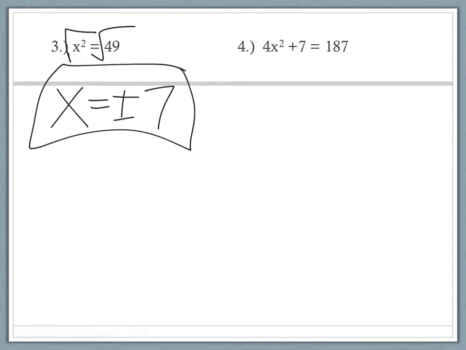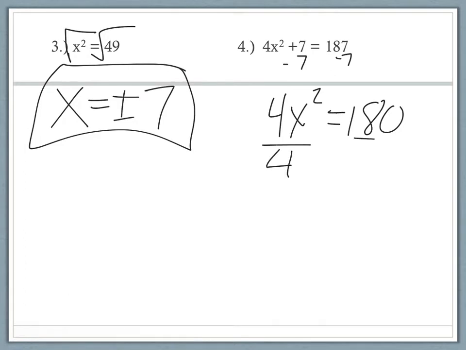Okay. This next one, subtract 7 from both sides. Okay, so I have 4x squared equals 180. Divide both sides by 4. Got to remember to make sure we get x by itself. Some people want to square root when the 4 is still there. You got to be careful. Can't do that. So I have x squared equals 180 divided by 4. Well, that's going to be 45.